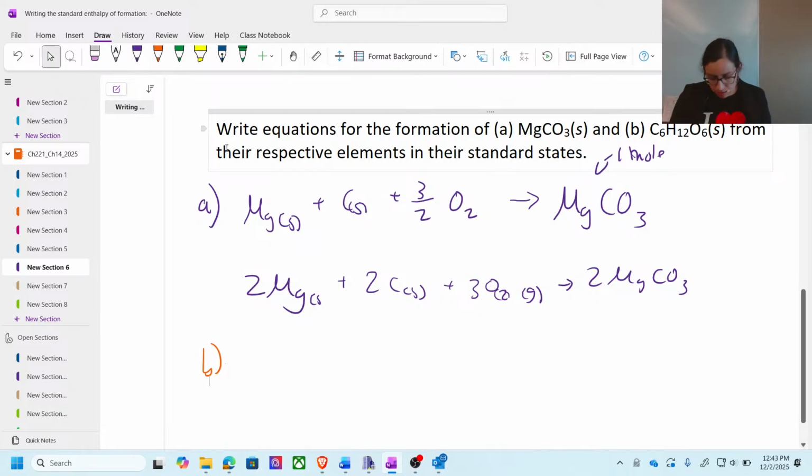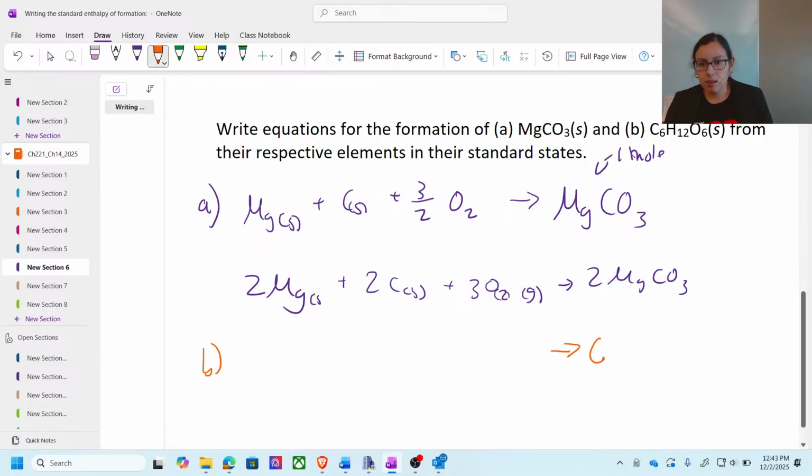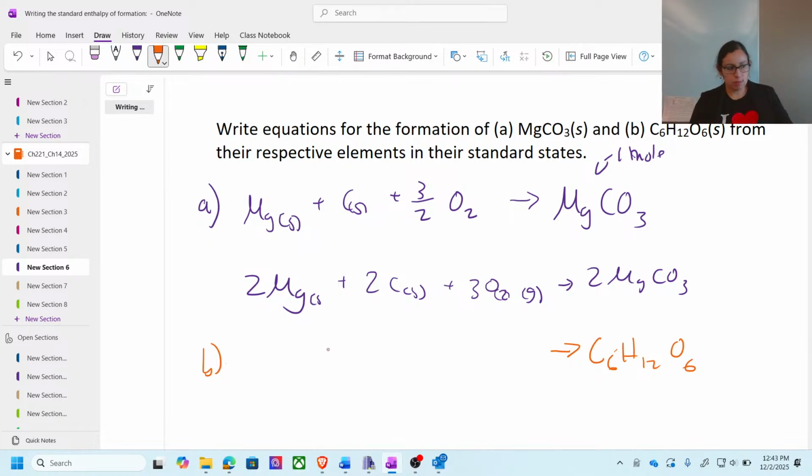All right, so let's look at what we got for this one. So again, 1 molar amount. And so what should our formula be then? Somebody give it to me. Yeah.